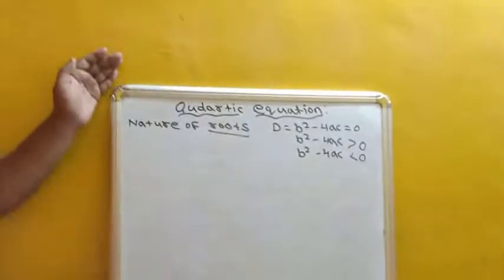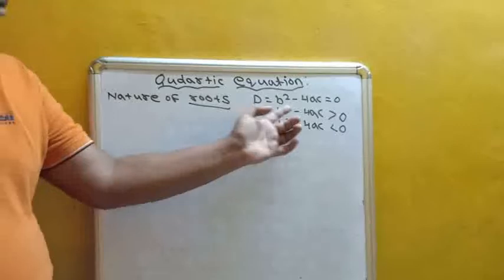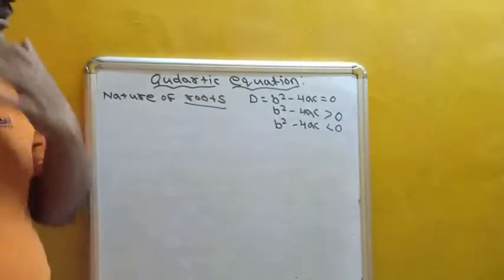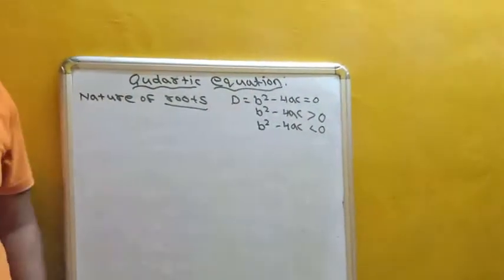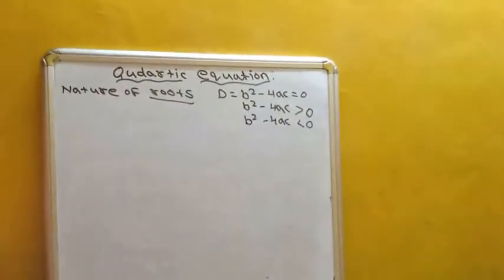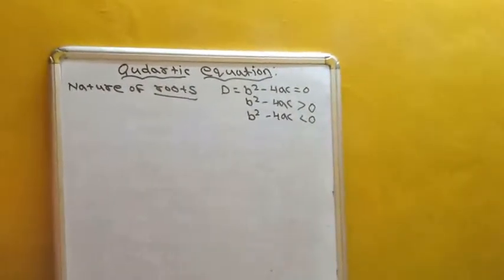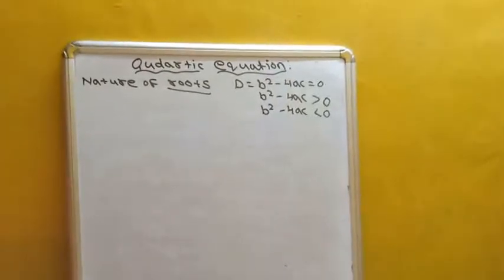Last day I already discussed the nature of the roots, that is D equal to b square minus 4ac equal to 0, b square minus 4ac greater than 0, b square minus 4ac less than 0. In the last class we talked about these roots. So today we will learn how to solve the equation.